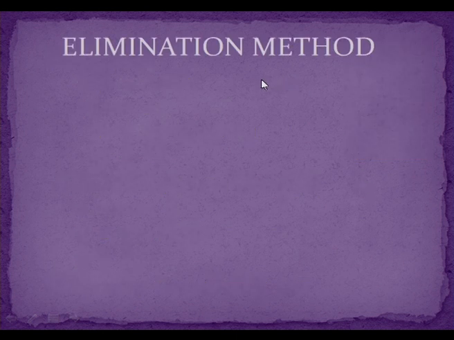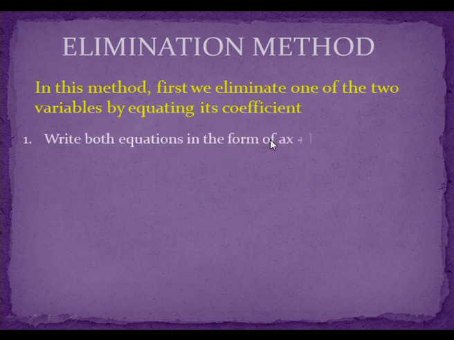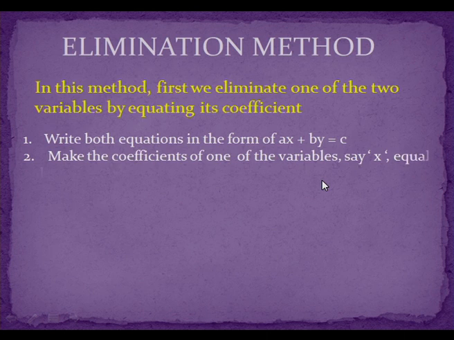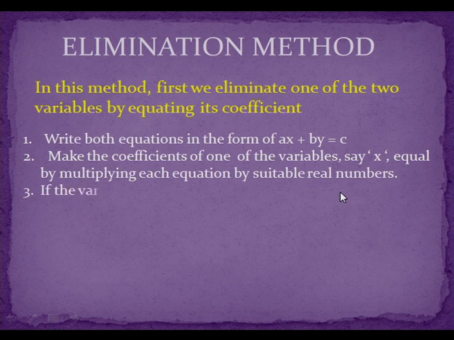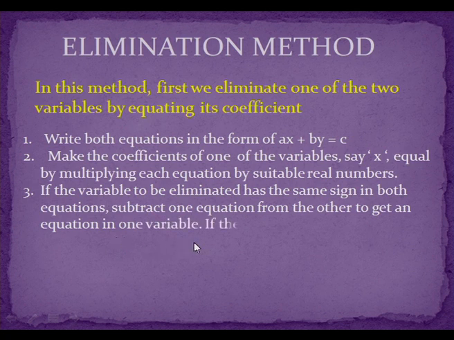Now, let us learn another method in algebraic method to find the solution, which is called the elimination method. In this method, first we eliminate one of the two variables by equating its coefficient. Write both equations in the form of ax plus by is equal to c. Make the coefficients of one of the variables, say x, equal by multiplying each equation by suitable real numbers. If the variable to be eliminated has the same sign in both equations, subtract one equation from the other to get an equation in one variable. If they have opposite signs, then add.